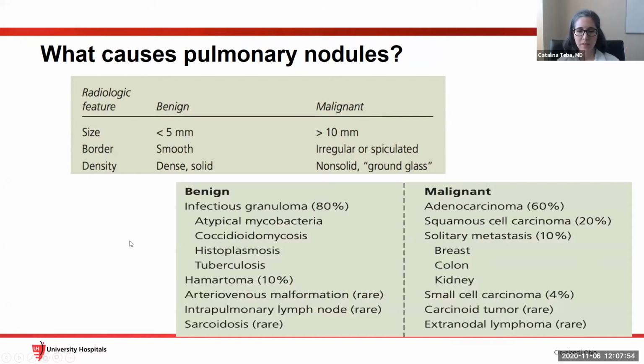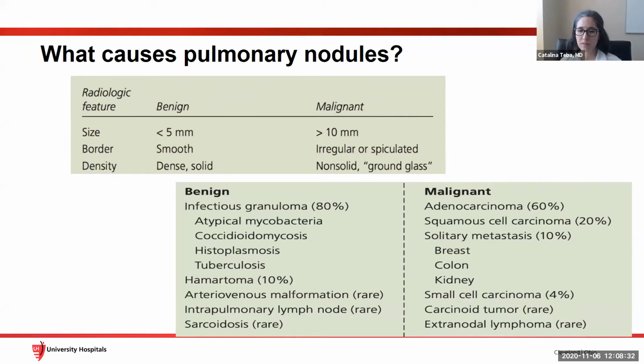And here you see a list of causes of benign and malignant lung nodules. Benign can be granuloma, common here in Ohio, especially histoplasmosis, atypical infections, benign tumors such as hamartoma, which is formed of different tissue. You can get venous malformations; arterial venous malformations are rare, and those are just a cluster of arteries and veins. Sarcoidosis, which is an inflammatory response in the body, and nodes can be also in lungs as much as they're in your neck or other parts of your body.